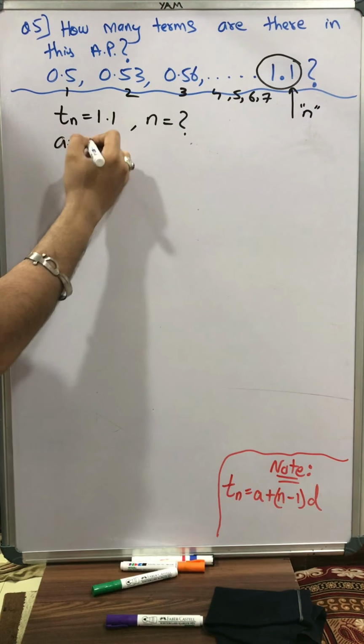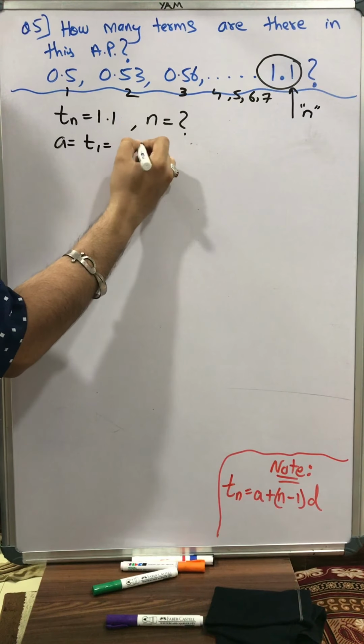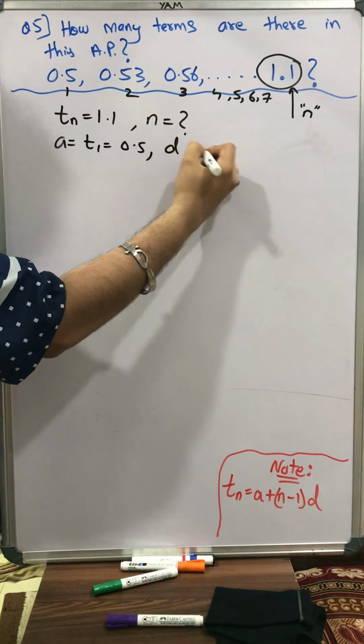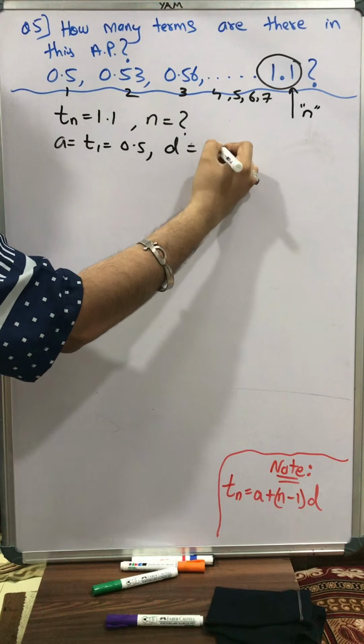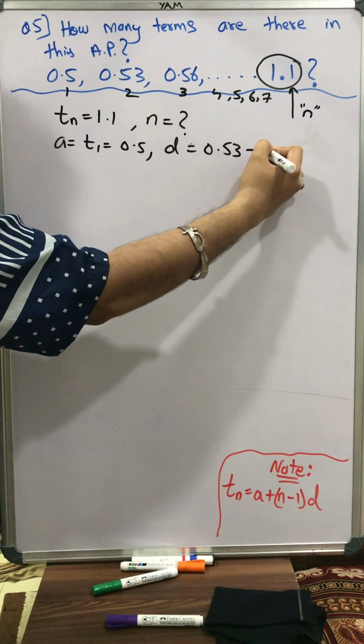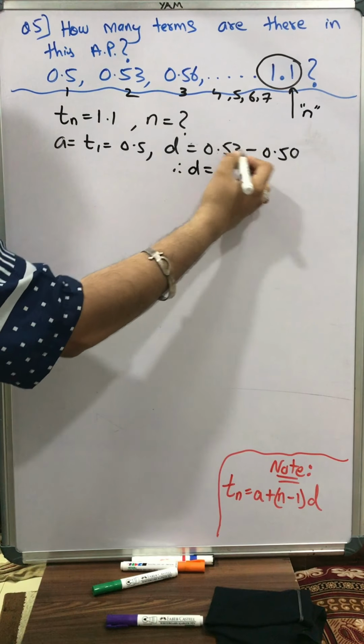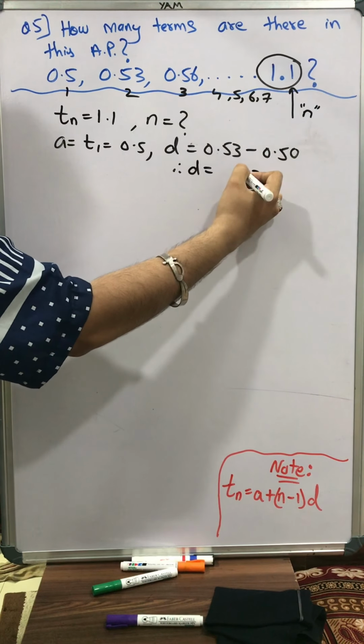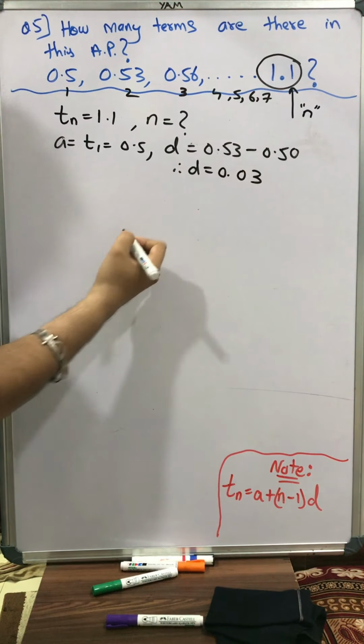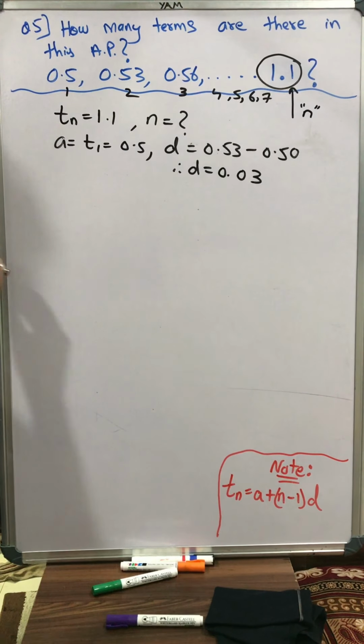Our first term A is how much? 0.5. Let's find D, the common difference: succeeding minus preceding. So 0.53 minus 0.50. The value of D will be 3 minus 0 is 3, 5 minus 5 is 0, so 0.03. This is the value of small d. Now I'll apply the formula.